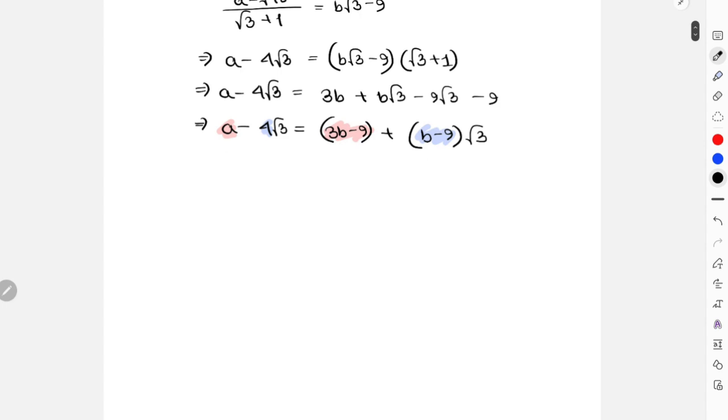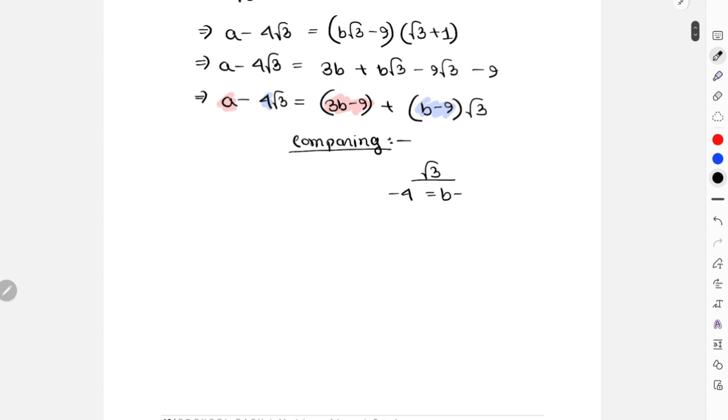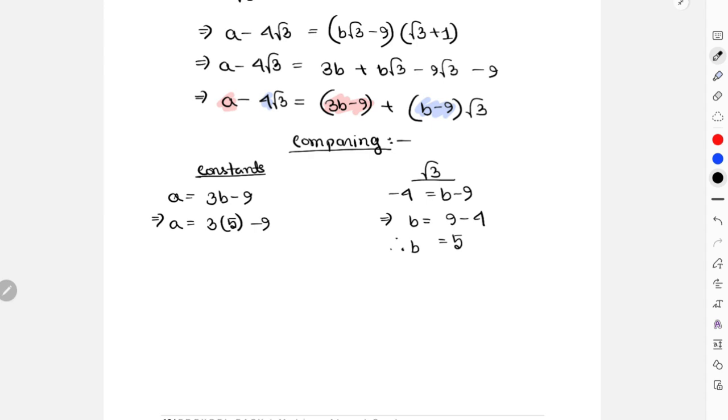So I'll obviously start comparing the root 3 coefficients. If I compare with root 3, now you have minus 4 equals b minus 9. Eventually it will be b equals 9 minus 4. The answer would be 5. So the value for b is 5. Using the value for b to be 5, we can compare the constants together. For the constants, you have a equals 3b minus 9. So a would be 3 times 5 minus 9, which is 15 minus 9, which is 6. So the value for a is 6.